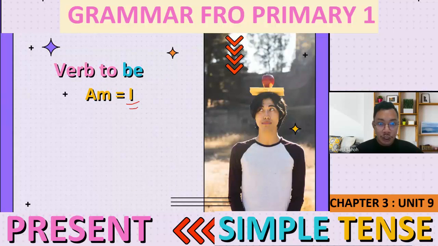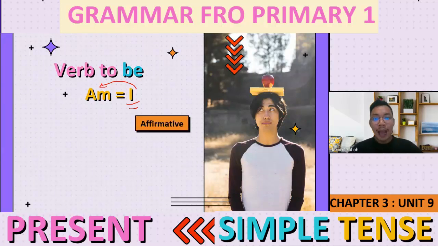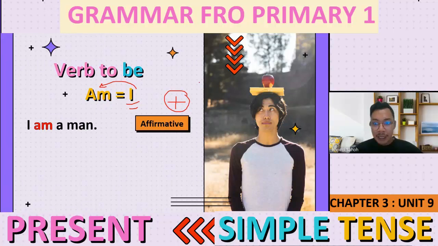First one, as you can see here, verb to be. I, we use with am. For example, I am a teacher. I am at home. Affirmative sentence, prayog bok lao. First one: I am a man. This man says that I am a man.